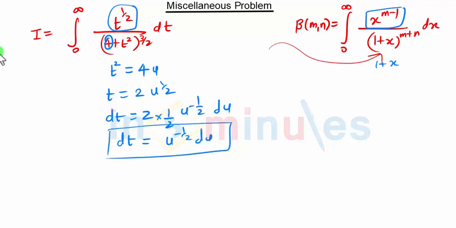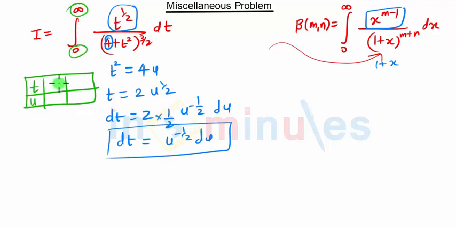Since we are changing our variable, our limits of integration will also get changed. So here we write the initial variable, which is t, and here we write the new variable, which is u. t is going from 0 to infinity. When we put t equal to 0, we get u equal to 0. When we put t equal to infinity, we get u also equal to infinity.